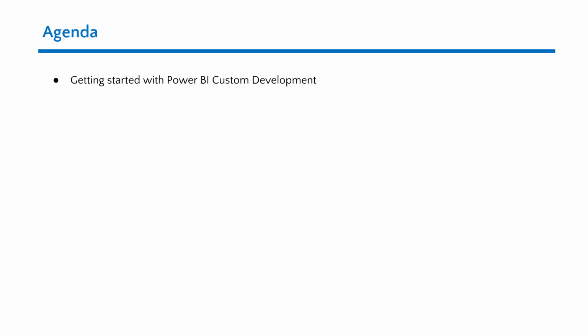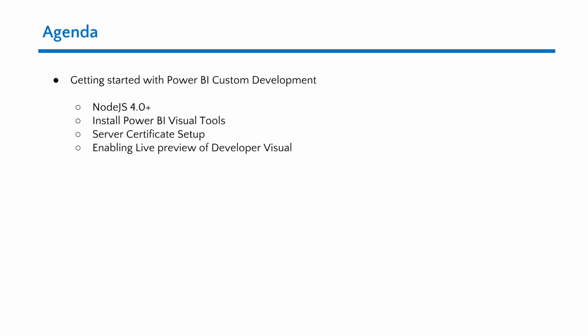In this video, we will first go ahead and install Node.js 4.0, and install Power BI Visual Tools using NPM, and set up the server certificate and enable live preview of the developer visual within the Power BI app service, and finally create a new visual with Visual Studio Code and run the sample visual. So as I walk you through this video, I will make sense of each and every step and why they are required in the grand scheme of developing a Power BI custom visual.